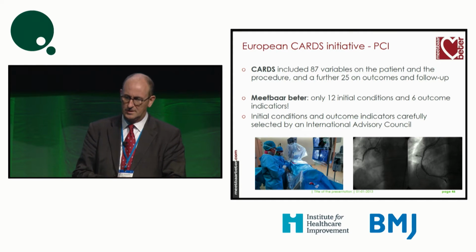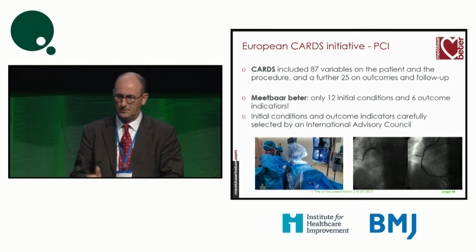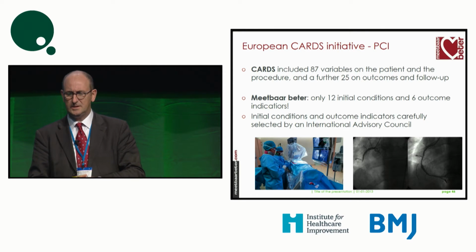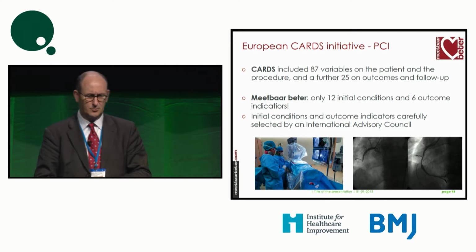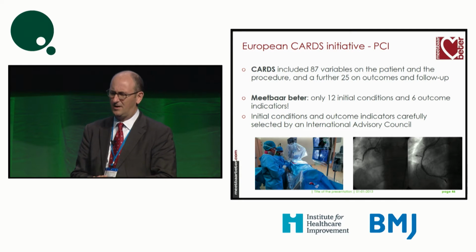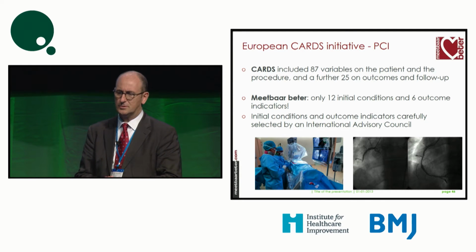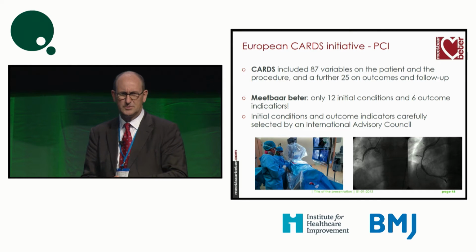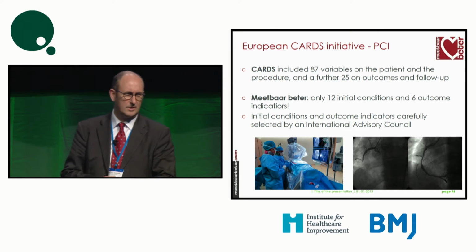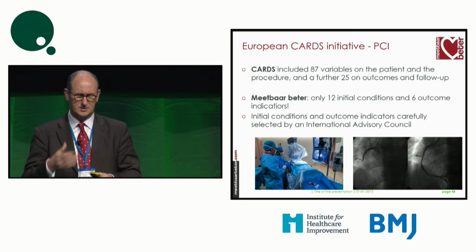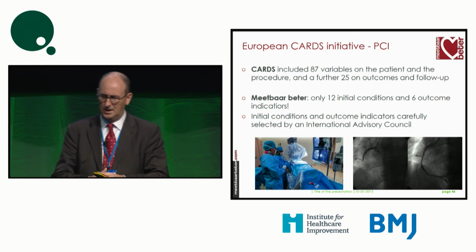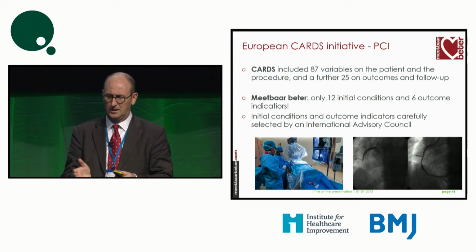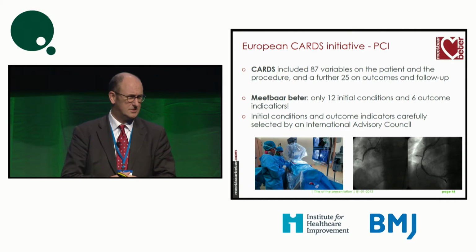It included, in the case of PCI only, percutaneous coronary intervention, 87 variables on the patient and the procedure, and another 25 on outcomes and patient follow-up. So for every PCI procedure, you had to fill out a form with more than 100 variables. Me as a doctor, I don't like that. So it was never a very big success, at least not in the Netherlands.